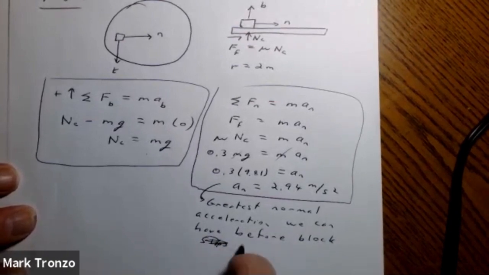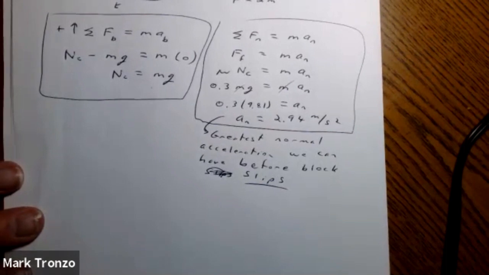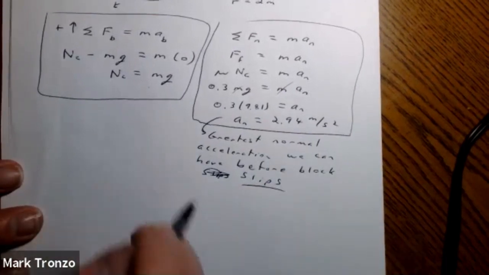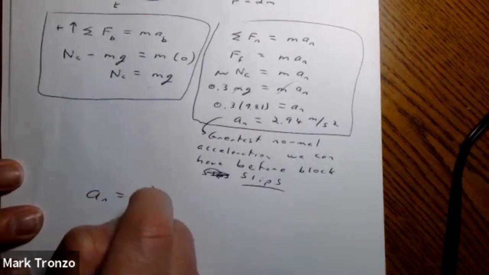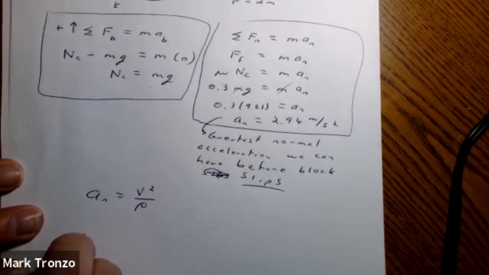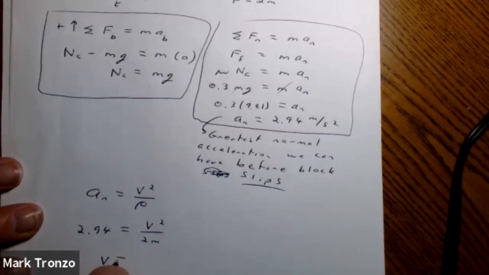Before the block slips. And of course, then we just need to see what velocity is associated with that. So then remember a_n is going to be the velocity squared over rho. And so it's going to be 2.94, and velocity squared, we're told that rho is 2 meters. And so velocity is 2.43 meters per second.